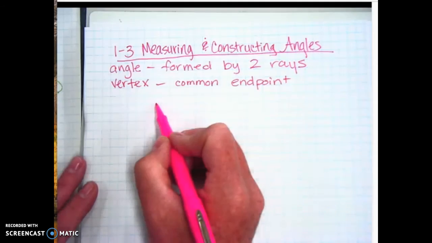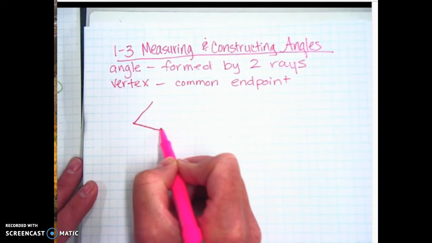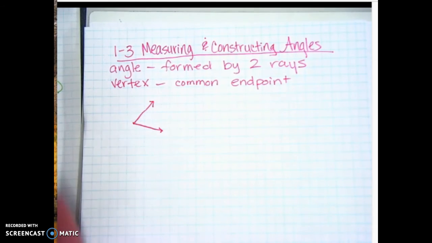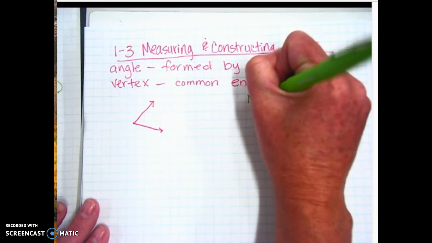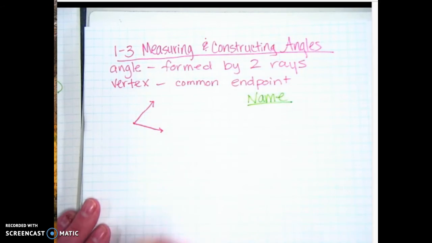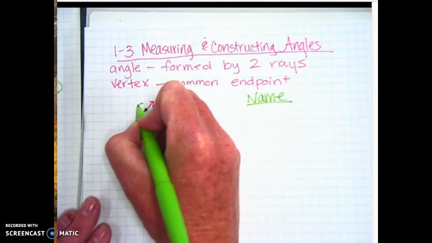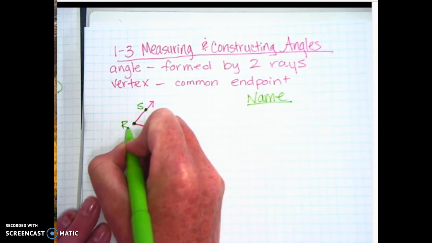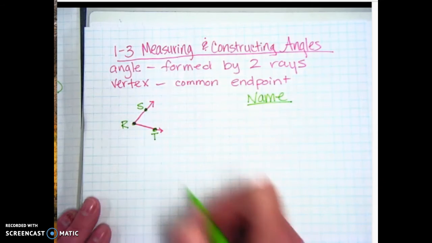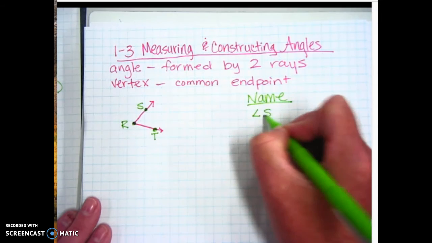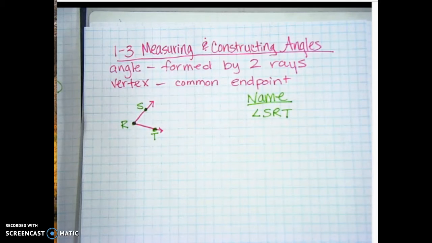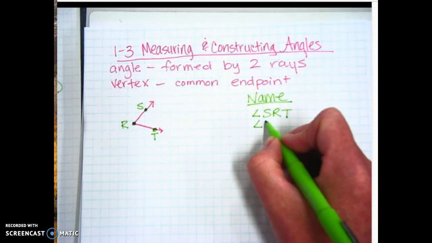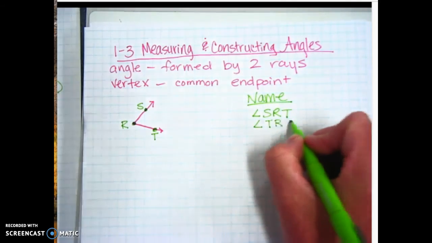So if you draw an angle on your paper, make sure you put little arrows on each end. We're going to talk about special ways that you need to name this angle. So we're going to put some points on it. We'll call this point right here S, this one R, and this one T. And so this is going to be angle SRT. You can also name it the other direction, angle TRS.